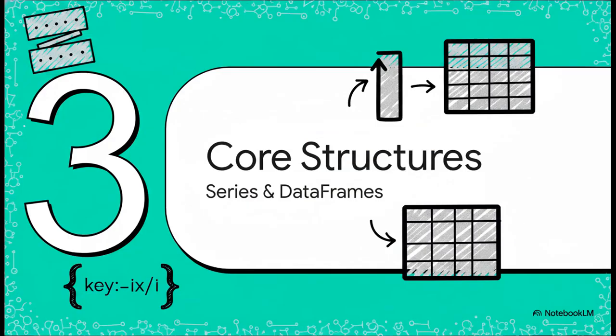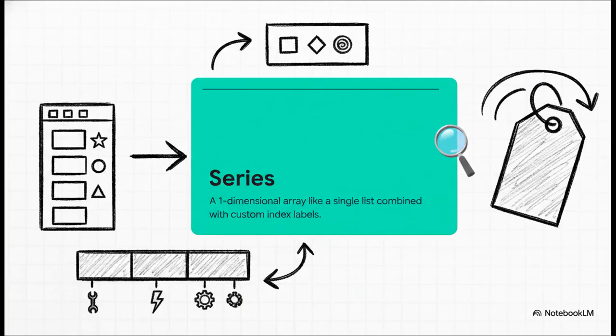Moving right along to Section 3, core structures, specifically series and data frames. Let's break down the anatomy here. A series is your foundational building block. Think of it as just a single 1D array, representing one single row or one single column of data. It behaves a lot like a standard Python list, but with one major superpower: the index. Instead of just accessing items by counting 0, 1, 2, a series actually lets you attach custom labels to your data points.